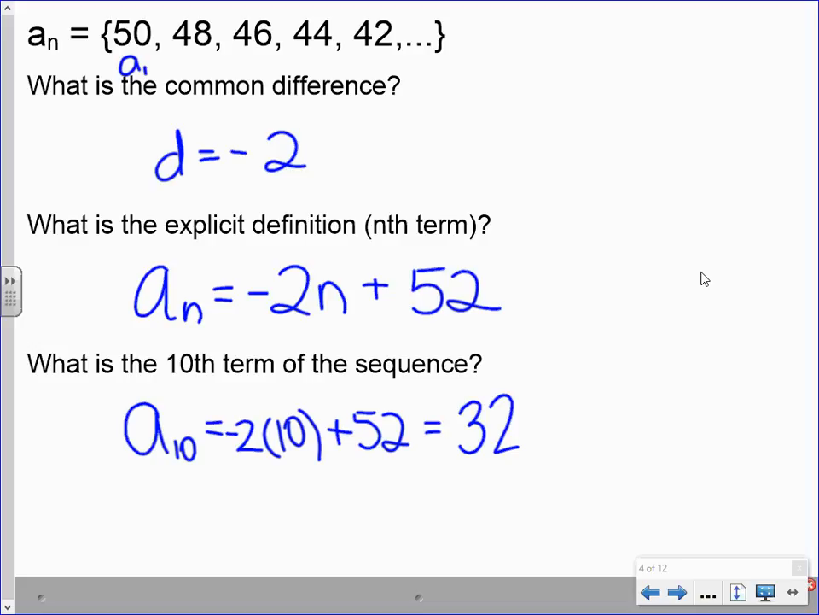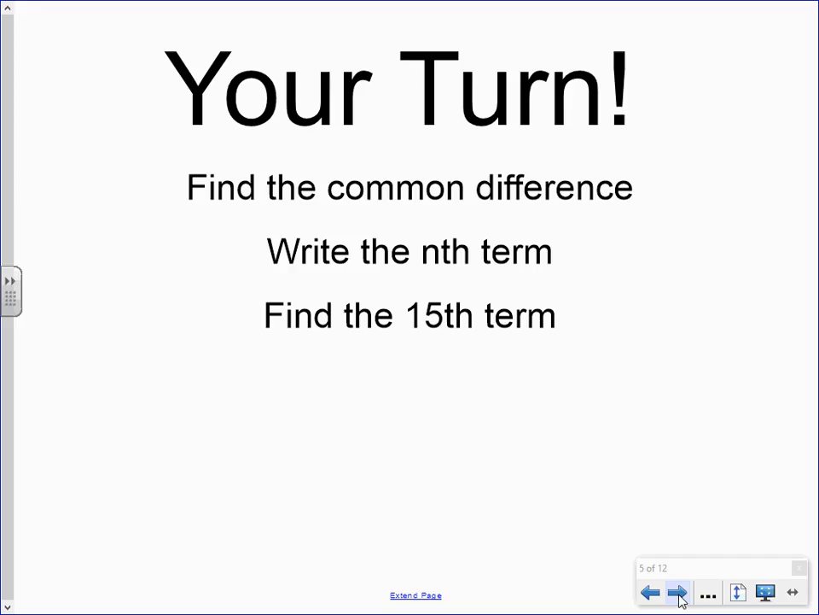This is what I would like you to do. I would like you to take the card that I gave you, and I want you to determine those same 3 things. What's the common difference? Write down the nth term, so write down your formula, and then find the 10th term. You can do it in your notes, you can do it on your card, I don't care. Do it somewhere.